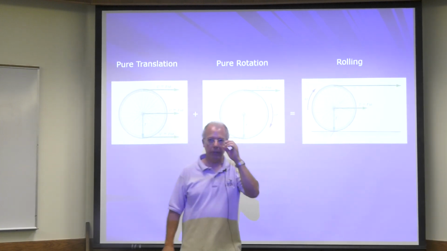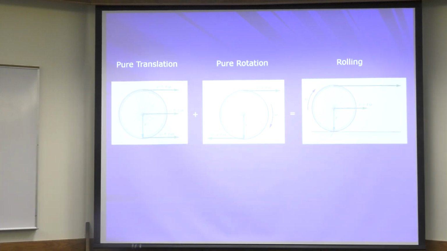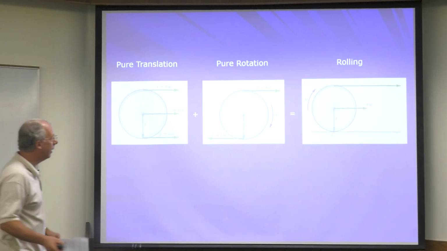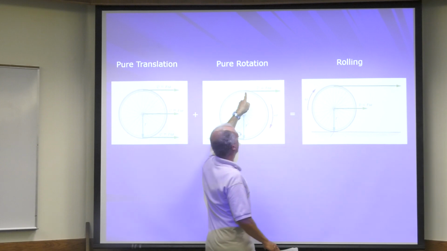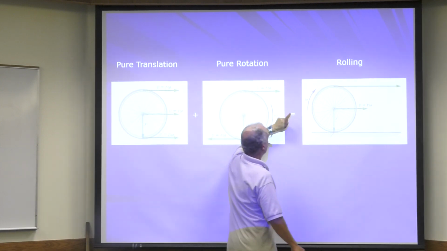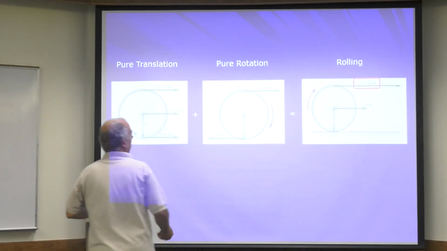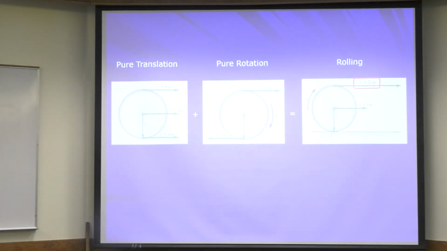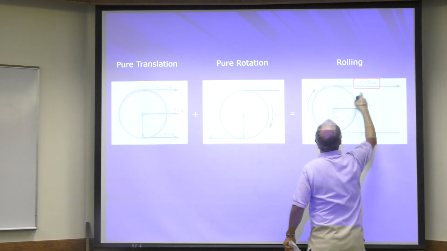So pause your video and figure it out, please. Well, I hope you say 2v, because this has a v pointed that way and this has a v pointed that way. So v plus v equals 2v, right? 2v, or 2r omega, because this is r omega, this is r omega, so you get 2r omega.